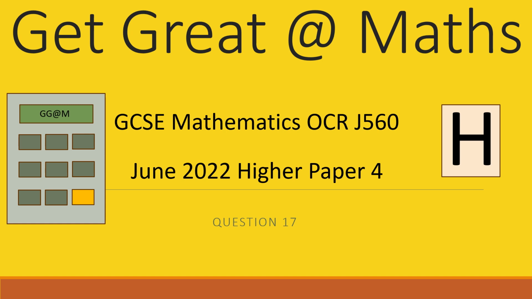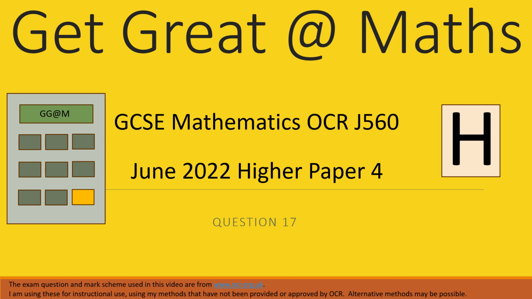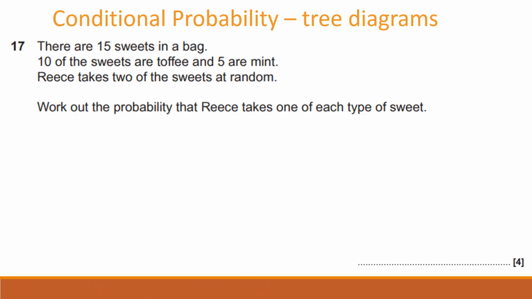Today's video is from the GCSE Mathematics OCR J560 exam paper, June 2022, higher tier, paper 4, and we're looking at question 17, which is on the calculator exam paper. Question 17 is a question to do with conditional probability in tree diagrams, and this question is worth 4 marks.